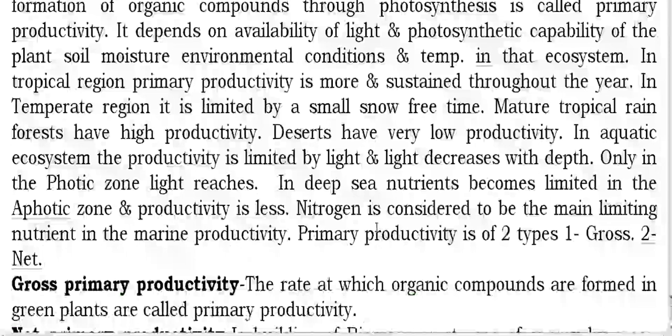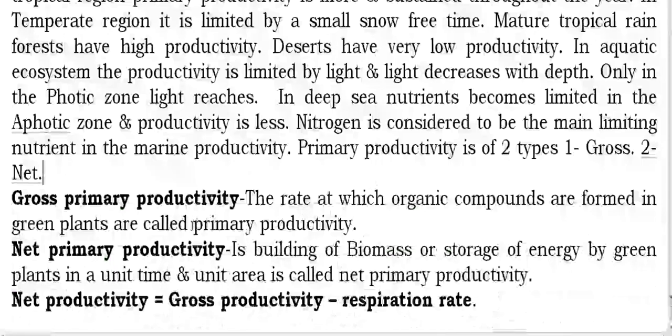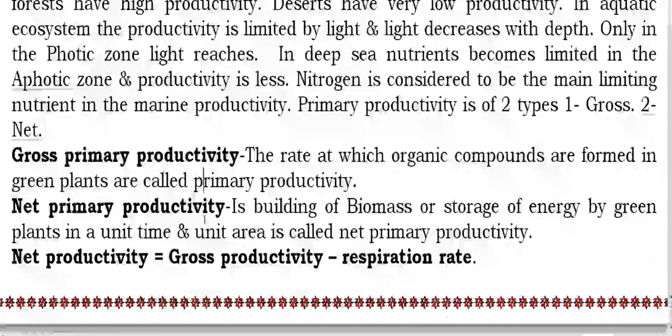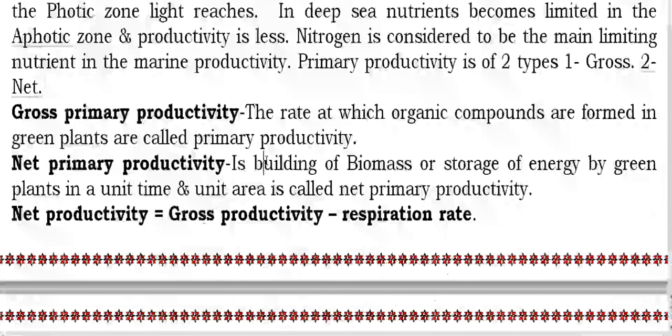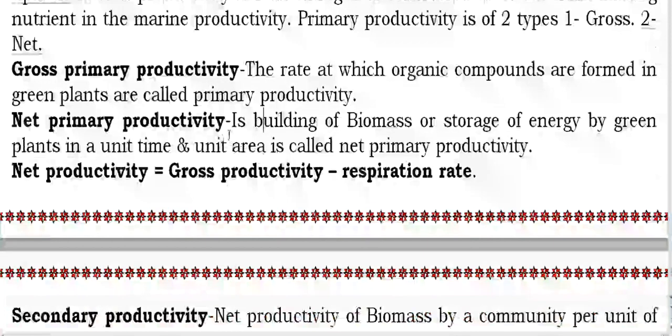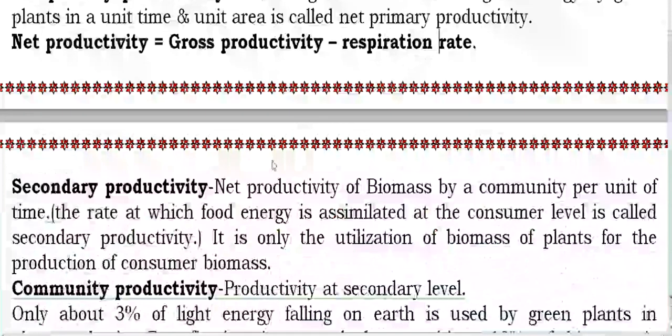Primary productivity is of two types, gross and net. Gross primary productivity is the rate at which organic compounds are formed. Net primary productivity is the building of biomass or storage of energy by green plants in a unit time. Net primary productivity is gross productivity minus respiratory loss.